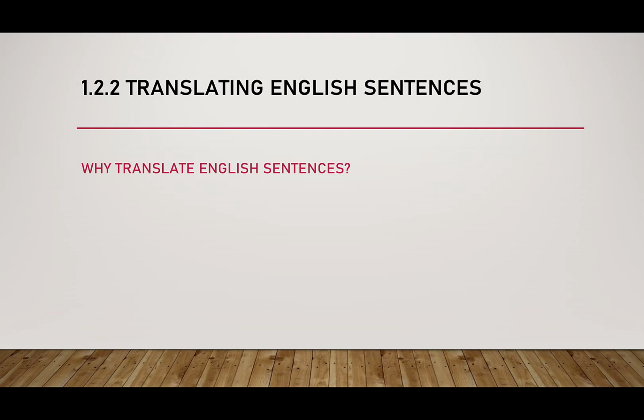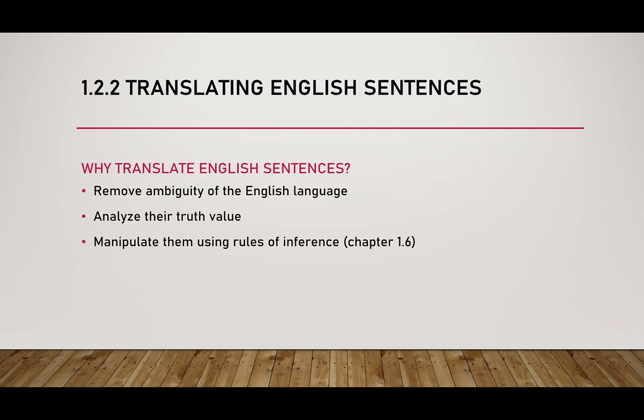So let's start off with this idea of translating English into a sentence. And why would we even want to do that? As I mentioned a moment ago, the language is pretty ambiguous. So this can help remove the ambiguity. That's one of the reasons we'd want to translate a sentence into math. Secondly, once we've translated it, we can properly analyze the truth value of the statement. Again, this is tying into this whole ambiguity thing. Then, once we've converted this into a mathematical statement, we can manipulate it using the rules of inference, which we'll learn about in chapter 1.6. We will get to that another day.